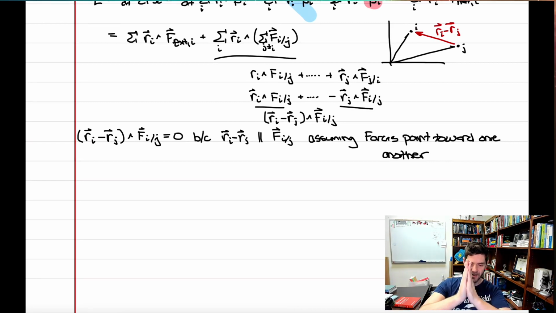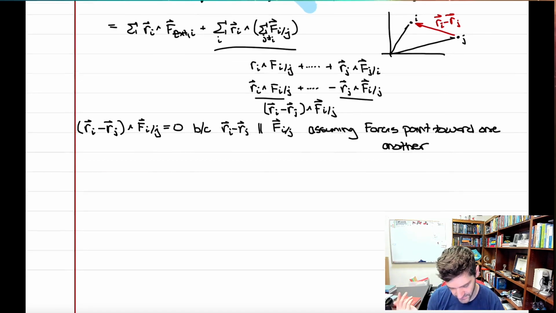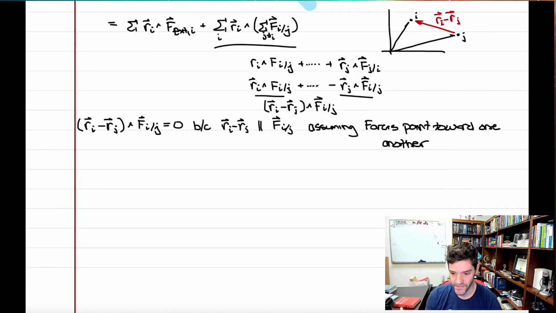I push my hands together. There are two forces. In this case, they're pointing towards one another in equal and opposite directions. I take two objects that are being attracted to each other gravitationally. Those forces are pointing towards one another in equal and opposite directions. In these instances, the forces are pointing in the same direction, either parallel or anti-parallel, to the vector that is drawn between them, in this case r sub I minus r sub j. In that case, the force is parallel or anti-parallel to that difference vector, and this cross product vanishes.